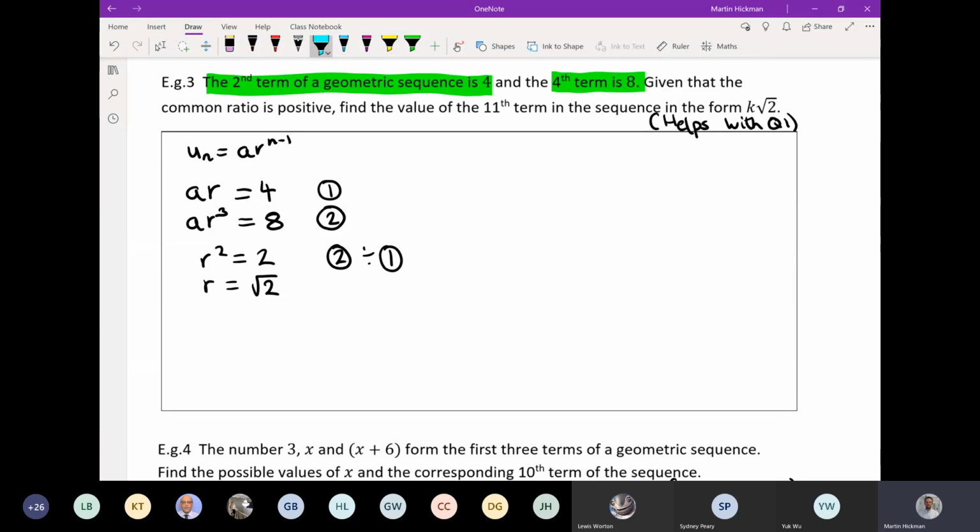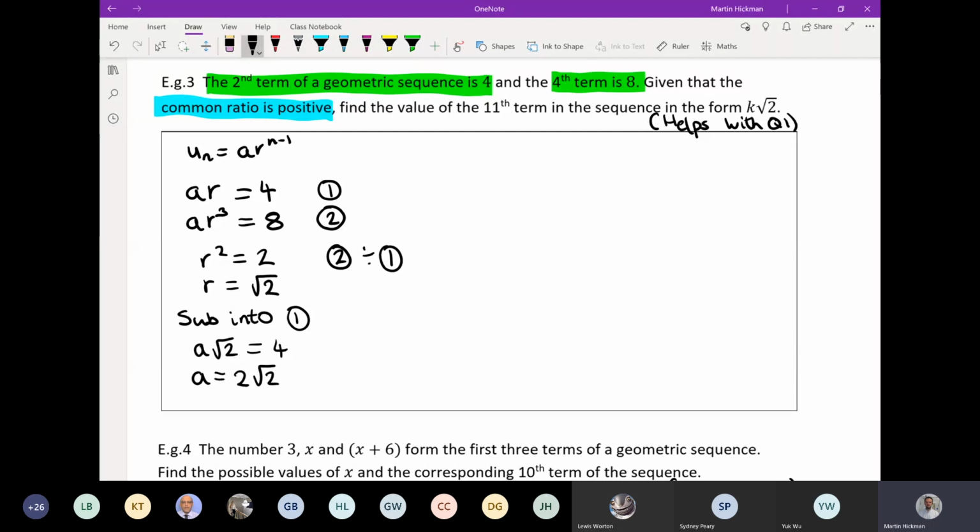Now I know this contradicts when I normally say you've got to have a positive and a negative. However, we are told that the common ratio is positive here. So I'm just going to take the positive solution. Then I'm going to sub r into equation 1. So this just simply gives me a times the square root 2, which equals 4. And then if I do 4 divided by the square root 2, I just get 2 root 2. You can either rationalize the denominator, or just simply put it in your calculator to check. But I would recommend that you rationalize the denominator and do it that way.